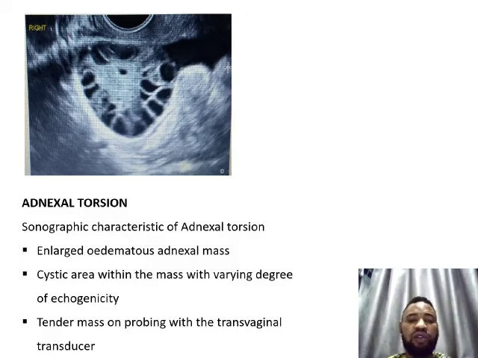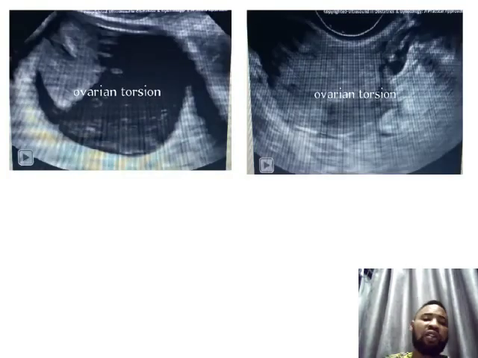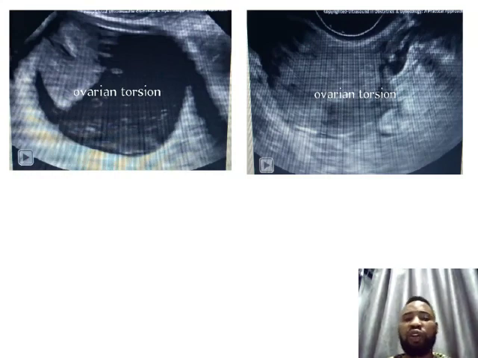Sonographic characteristics of adnexal torsion are an enlarged, edematous adnexal mass, cystic areas within the mass with varying degrees of echogenicity, and a tender mass on probing with the transvaginal transducer. These are two images showing ovarian torsion, with a solid mass, cystic and complex components within, while the left side shows a completely echogenic mass of ovarian torsion.